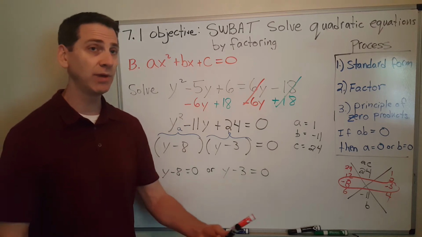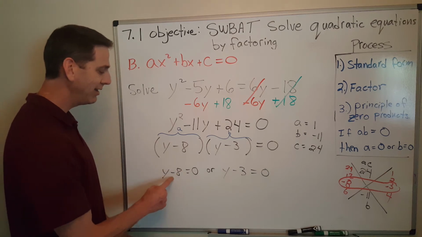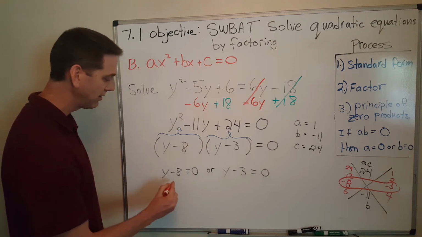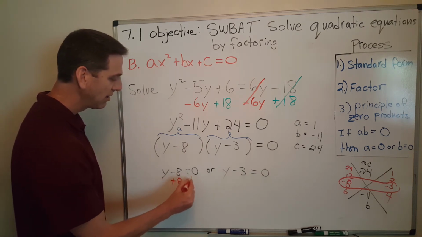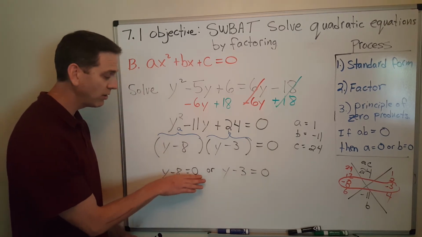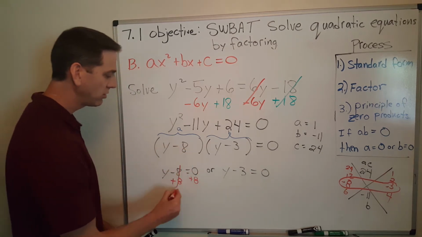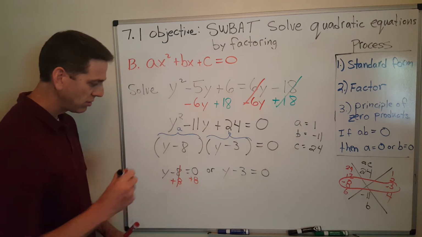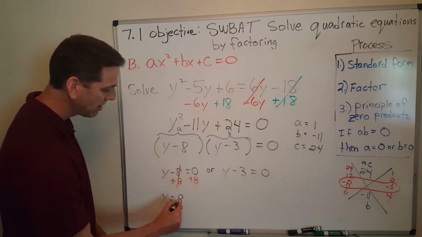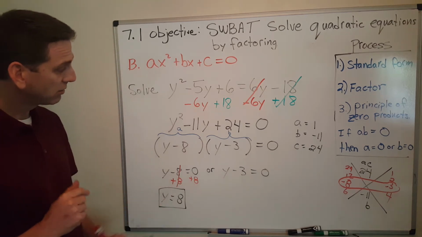Now I can solve these using my linear equation solving skills. Okay, so y minus 8 equals 0. I need to solve for y. That means I need to get rid of that minus 8. The inverse of minus 8 is plus 8, so I add 8 to both sides. Be careful. A lot of times students will get in a rush and they'll just say y equals negative 8. Don't take shortcuts. Okay, so that cancels, so I get y equals 0 plus 8 is 8.